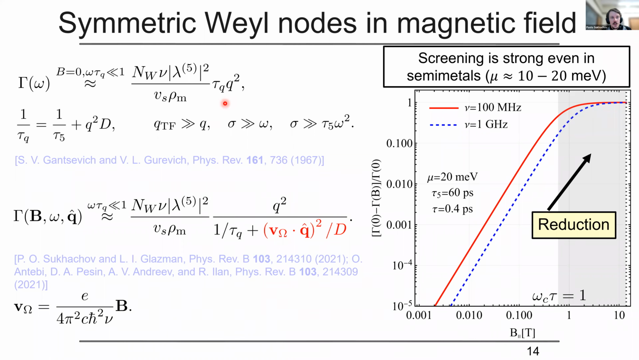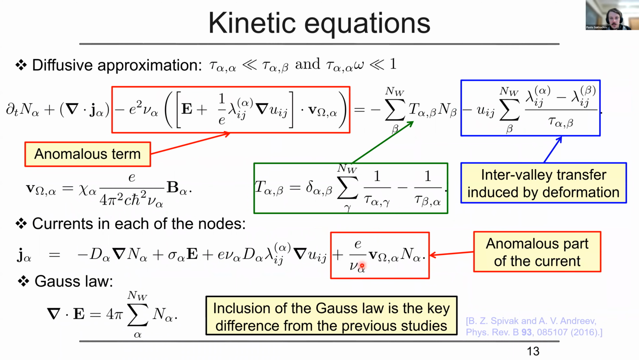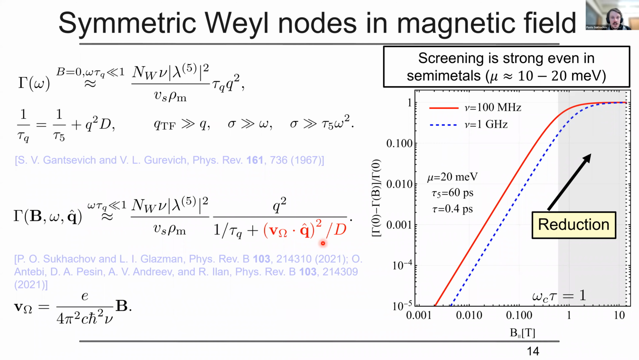So here the sound attenuation is proportional to the deformation potential and the frequency of the sound. And there is also dependence, of course, on the diffusion and the internal scattering hidden in this tau cube. But now if we apply a magnetic field and consider Weyl semimetals, there will be an additional correction related to this term, this anomalous component of the current, and it will go into the denominator. Hence, the larger the magnetic field, the smaller the sound attenuation coefficient.